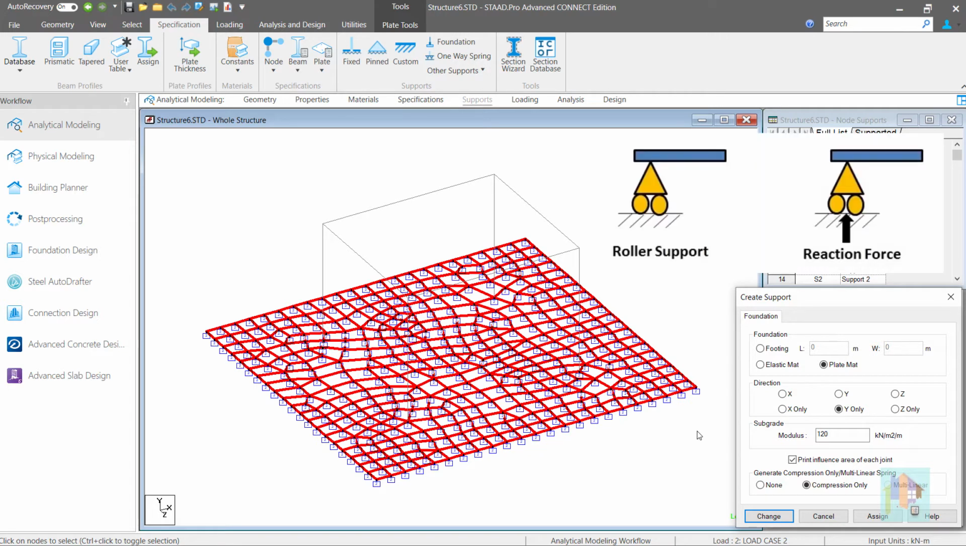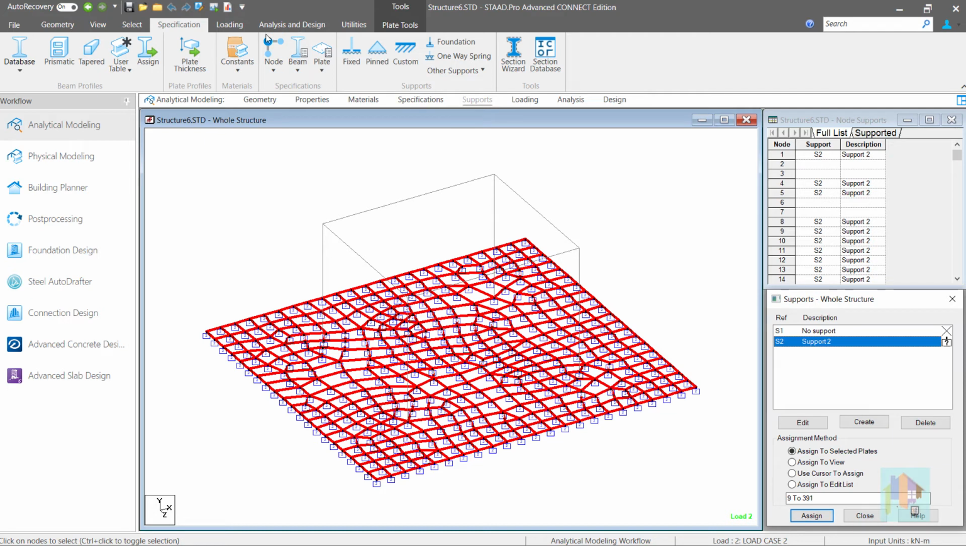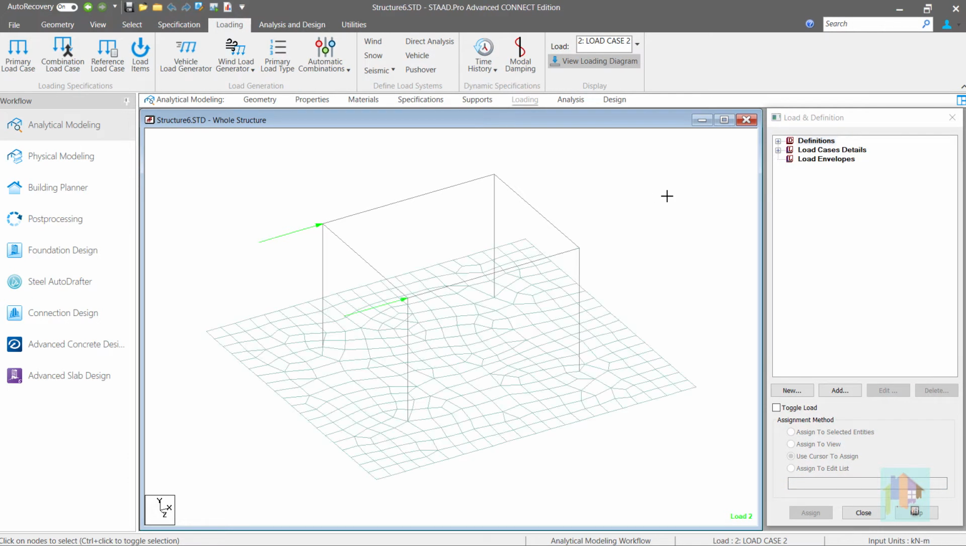Consider a roller support which can move or rotate in all directions except vertical direction. This Y-only mat foundation is similar to a roller support condition. Only replace the fixity in Y direction with a spring. So it has only one restricted direction in translational Y, and when a lateral load is applied, the whole structure moves and rotates in the load direction.